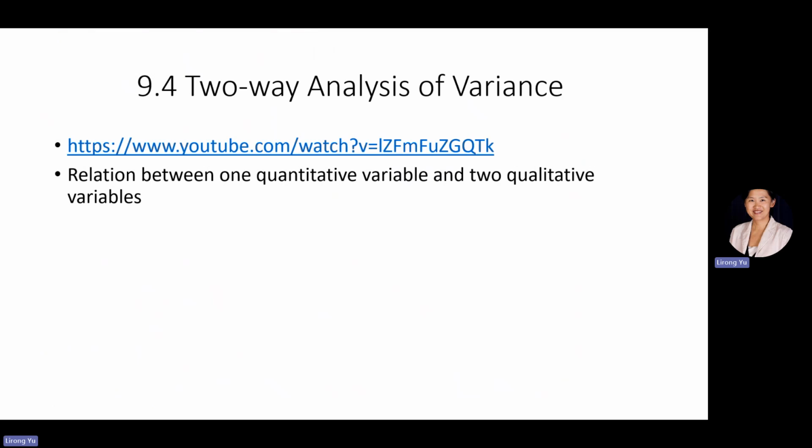Now 9.4 is two-way ANOVA, two-way analysis of variance. It's really to determine the relation between one quantitative variable and two qualitative variables. So visually, you're looking at three different columns. One is quantitative, two of them are qualitative.